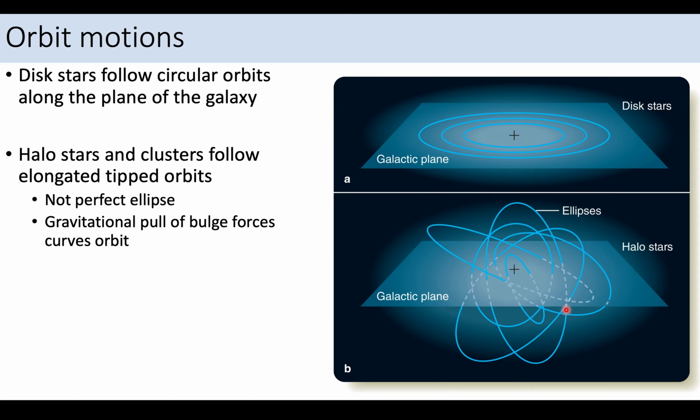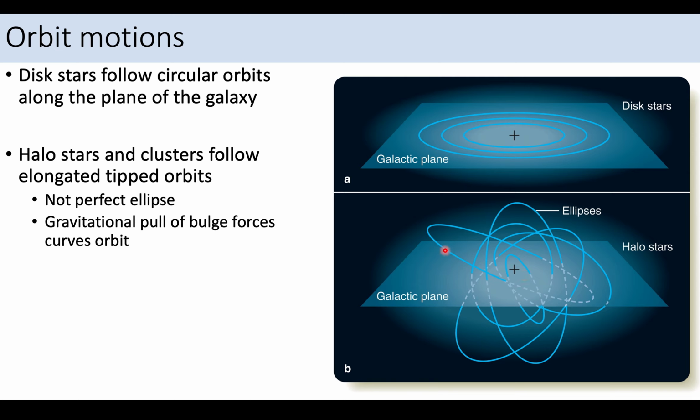When we think about our galaxy and the shape of our galaxy, we can think about the different orbits of the things within our galaxy. Stars that are within the disk are following circular orbits along the plane of the galaxy. So they circle around the disk. It's sort of like running around a track, if the galaxy was a track. Whereas halo stars and star clusters follow orbits that are tipped. So they're not running around the track. Their orbits are tipped at some angle.